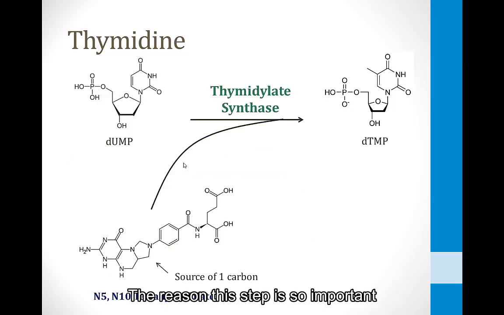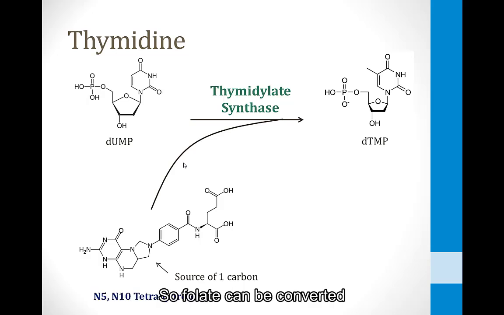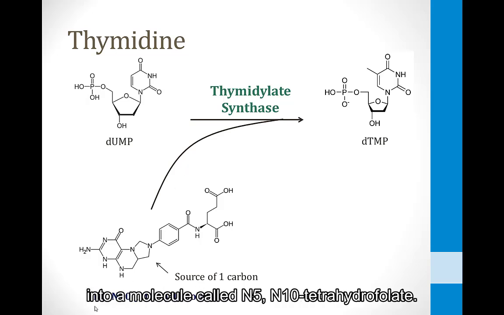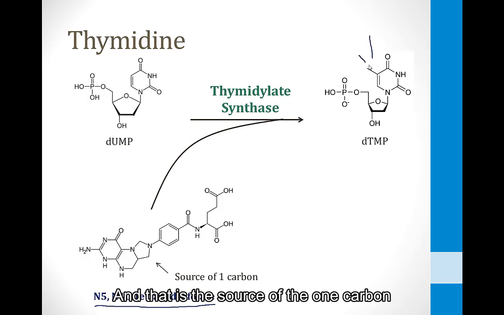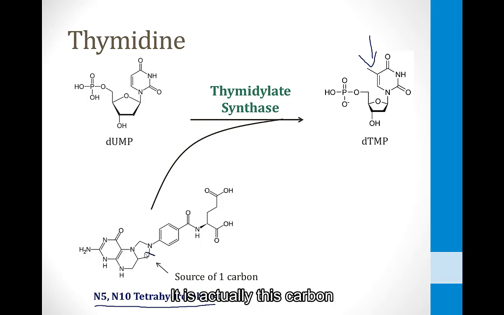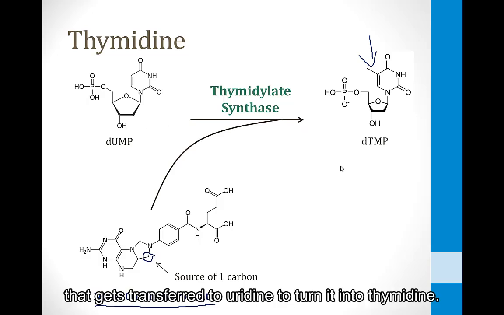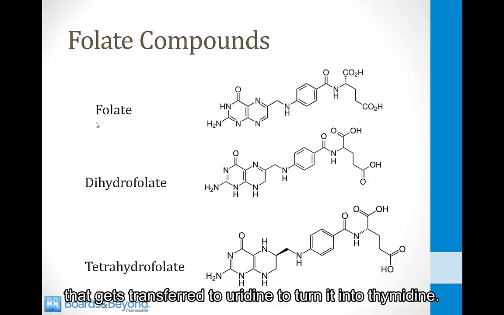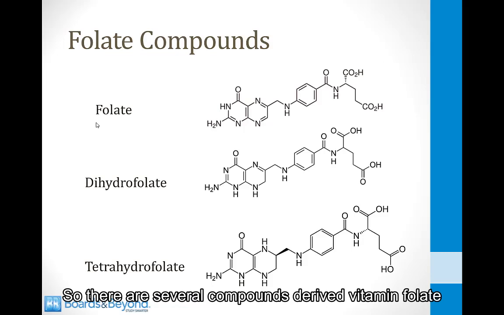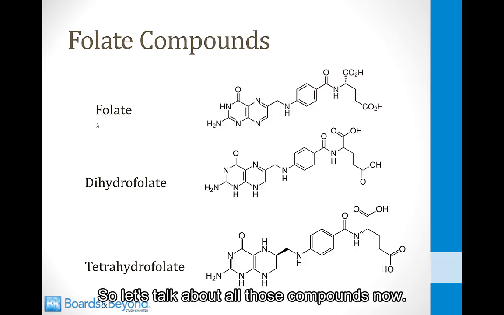The reason this step is so important, and the reason it's so highly tested on step 1 of the boards, is because it involves the use of the vitamin folate. So folate can be converted into a molecule called N5-N10 tetrahydrofolate, and that is the source of the one carbon right here that gets added to uridine to create thymidine. It is actually this carbon right here on the tetrahydrofolate molecule that gets transferred to uridine to turn it into thymidine. So there are several compounds derived from the vitamin folate that are involved in this final step of synthesizing thymidine. So let's talk about all those compounds now.